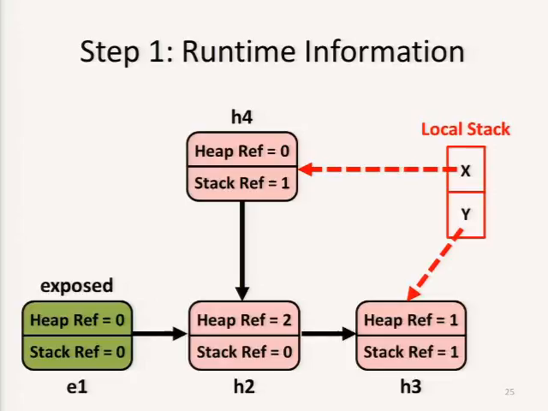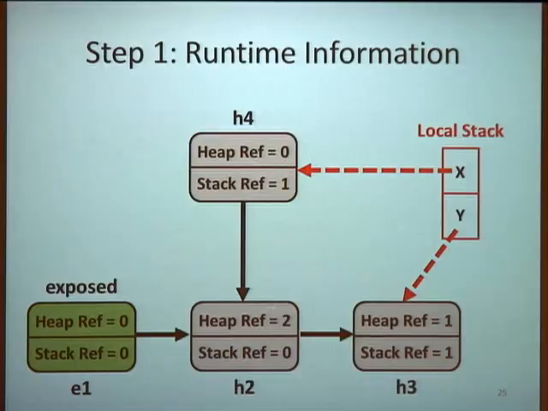We add the code that manages the reference counters in the code. So if this is our state, for example, H4 has a pointer from the stack, so its stack reference counter is 1. And the heap reference counter here is zero because there is no pointer from heap objects. And here H2 has two pointers from heap objects. And because of this, its heap reference counter is 2, and its stack reference counter is 0 because there is no pointer from the stack.